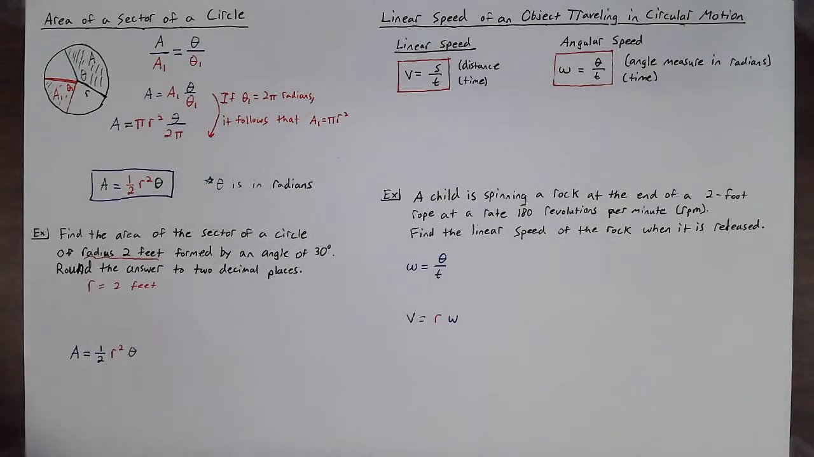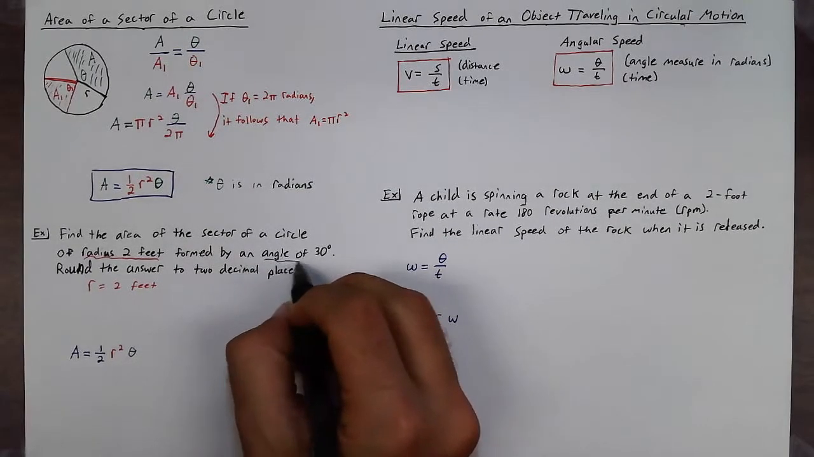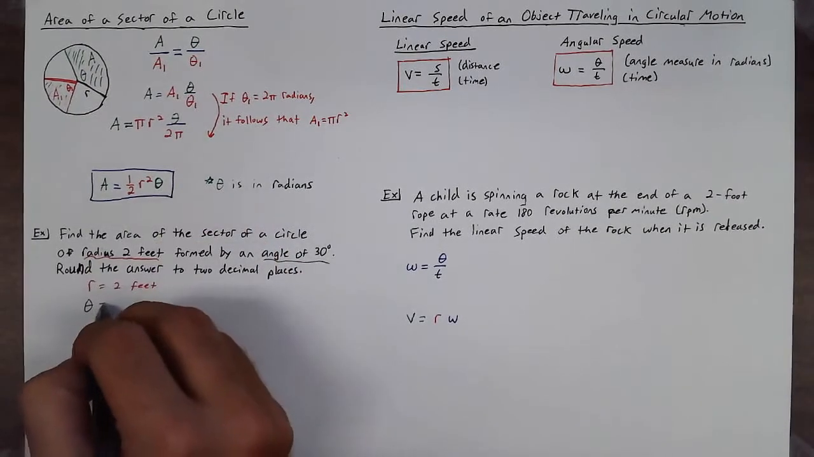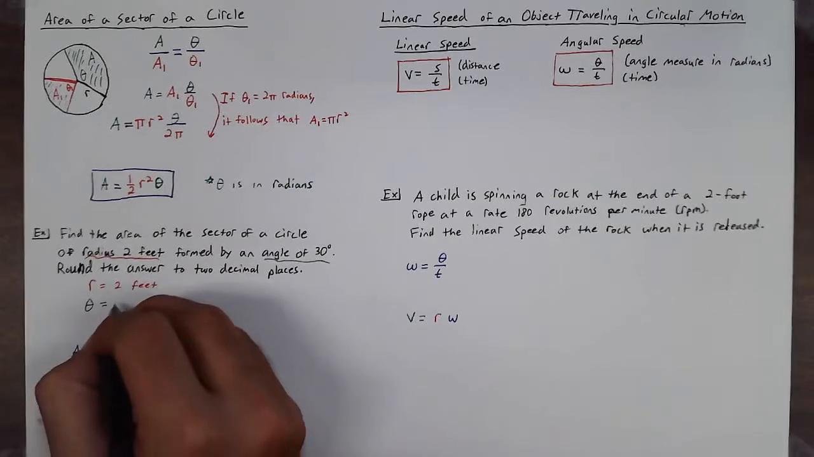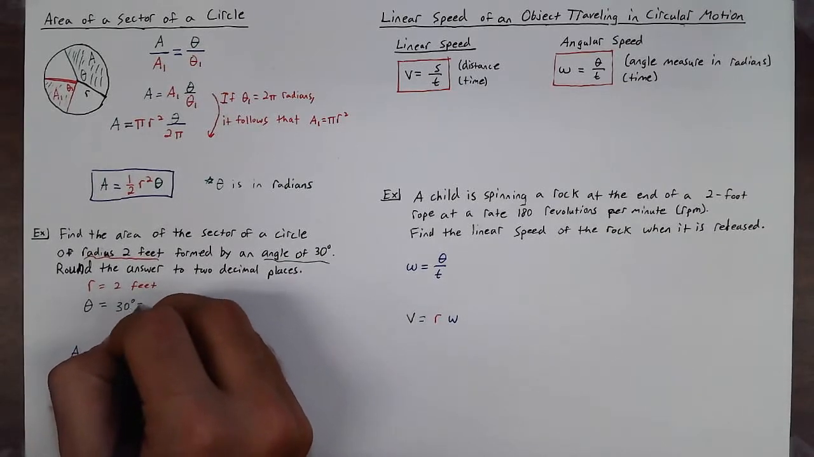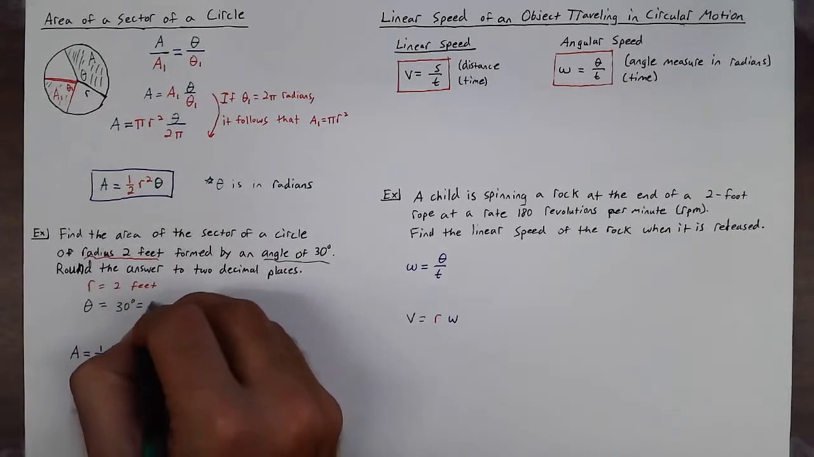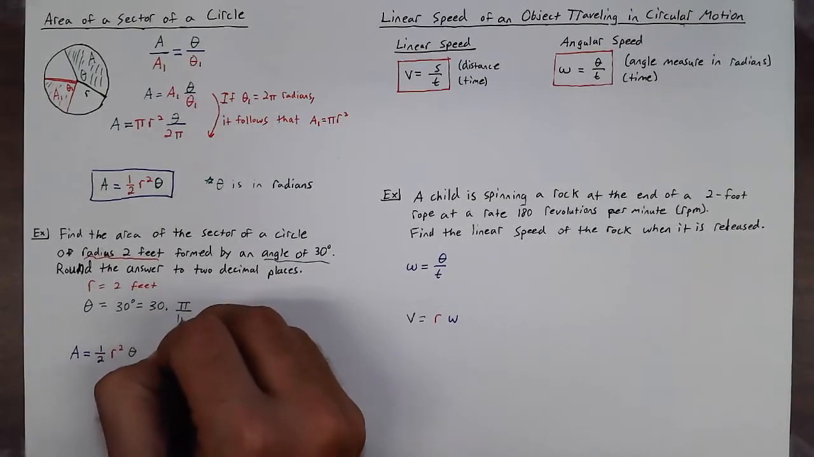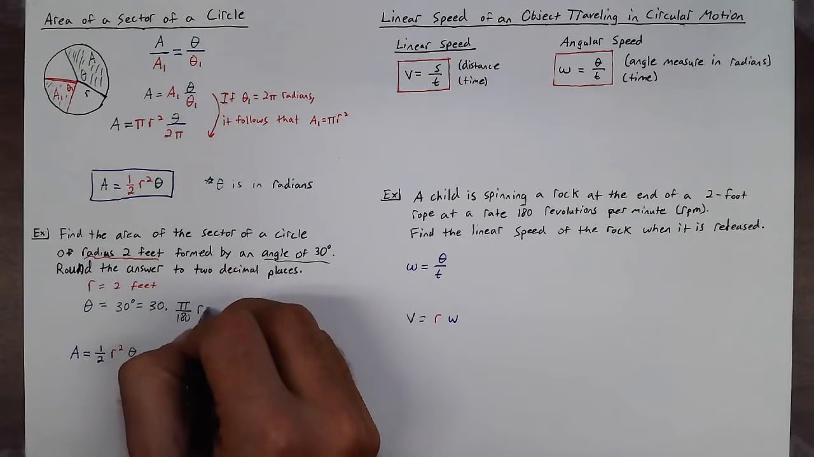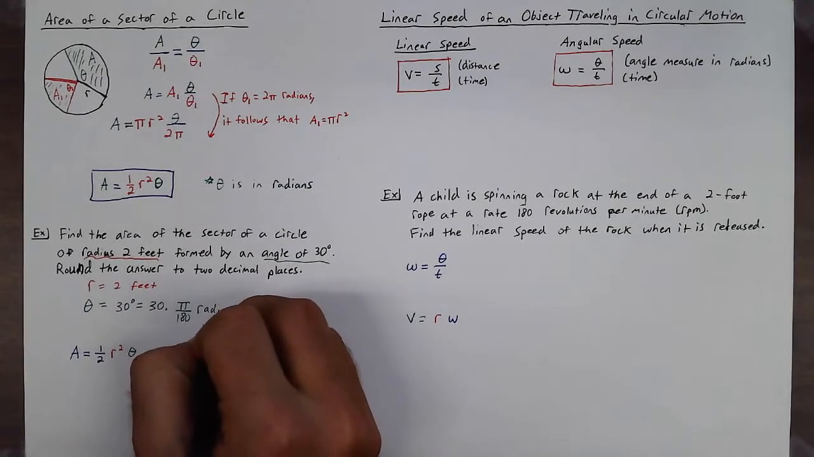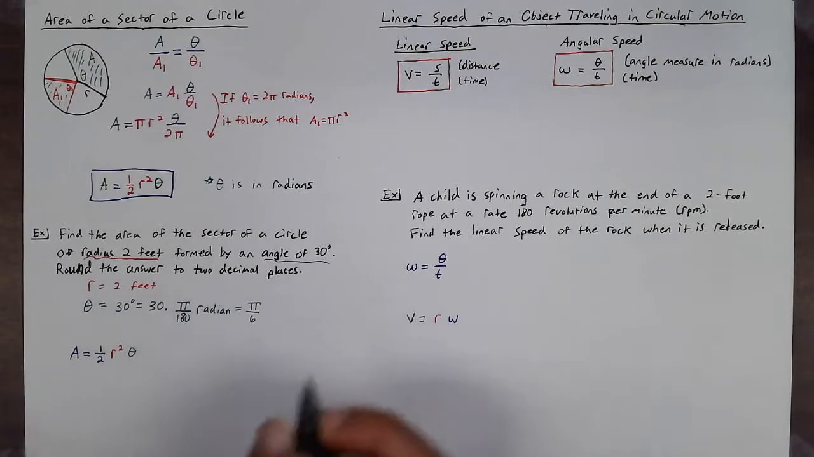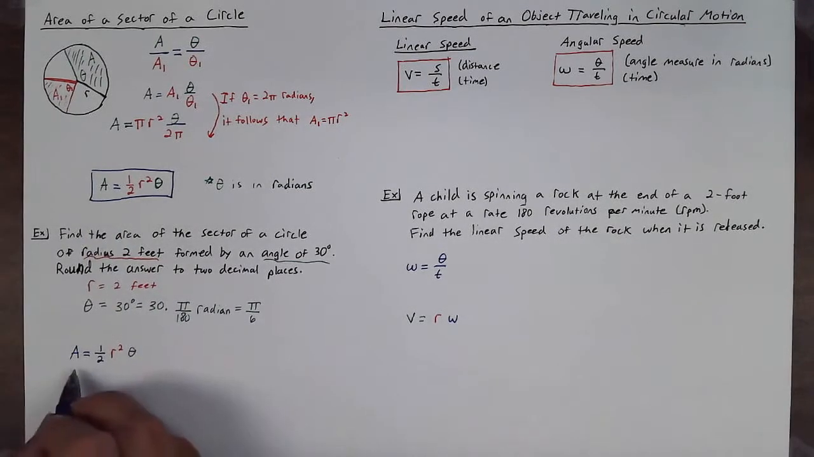Then the angle is 30 degrees. Now, in order for me to use this formula, it needs to be in radians. So I'm going to convert this 30 degrees to radians by multiplying it by pi over 180 radians, as we learned in the previous lesson of how to convert. That'll leave us with pi over 6. So perfect. Now we can go and plug it into our formula.